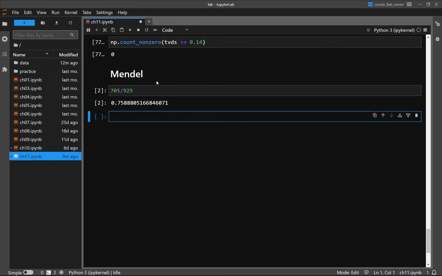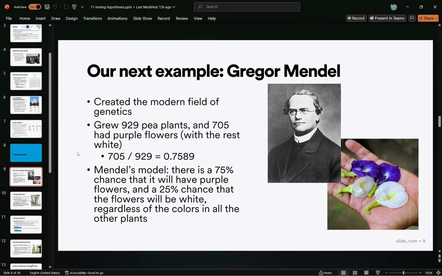And so we see about a 75.8889% probability that any given pea plant was purple. And so what he thought is, okay, 75.89%, that's a weird looking number. So he's like, you know what, it's probably likely that that's really close to 75%. Maybe there's a 3 in 4 chance that these pea plant flowers happened to be purple.